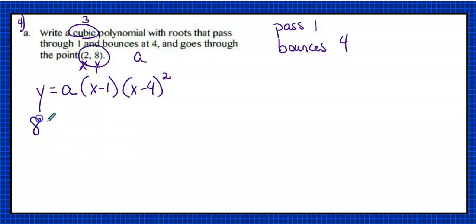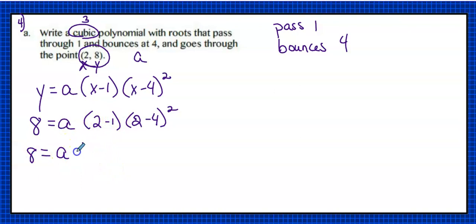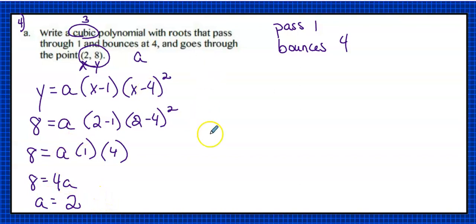So we're going to plug in an 8 for y. Leave the a unknown. We're going to plug in a 2 for both of the x's. And then we're just going to do the math to solve for a. So this is 1. Let's see, this is a times 1 times, that's -2 squared, 4. 8 equals 4a. So a equals 2 in this one. Now we just need to go back to our original equation and rewrite it with the 2 for the a.